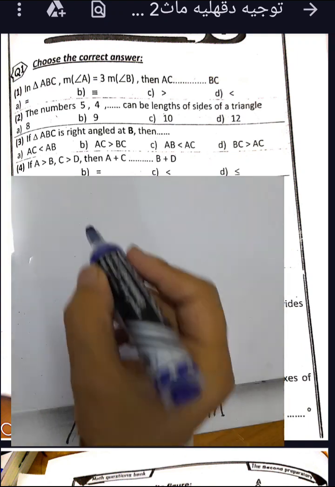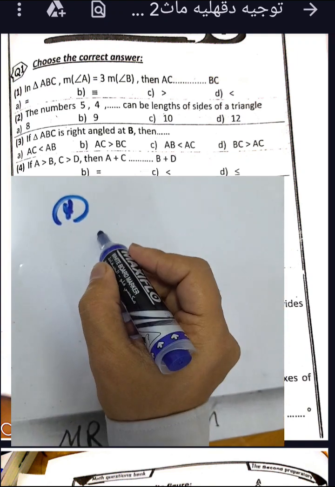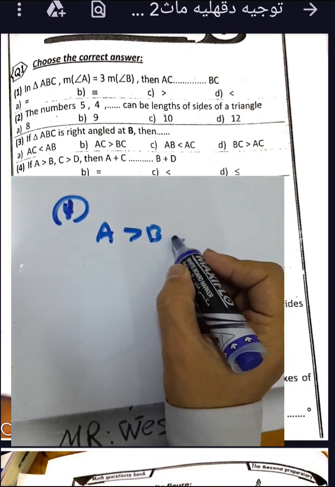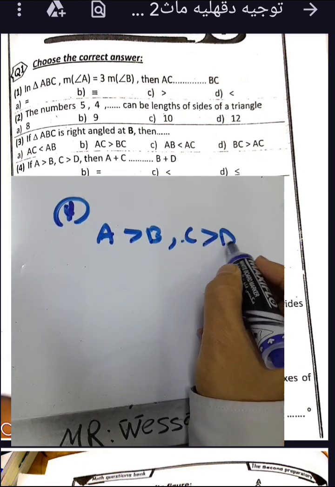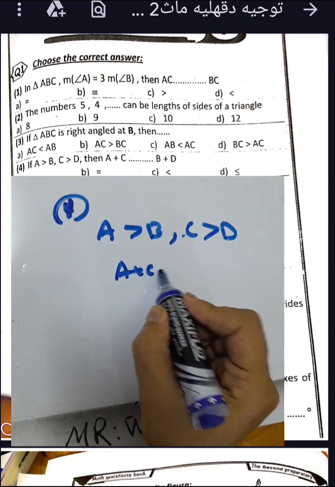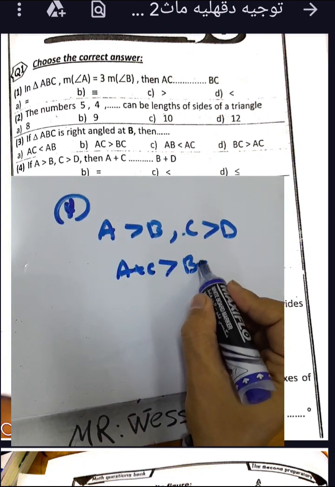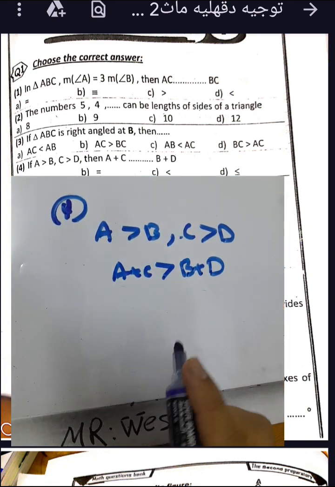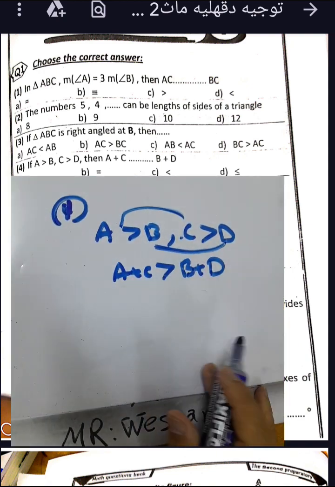Next example, number 4. If A greater than B and C greater than D, then A plus C will be greater than B plus D. A plus C greater than B plus D.